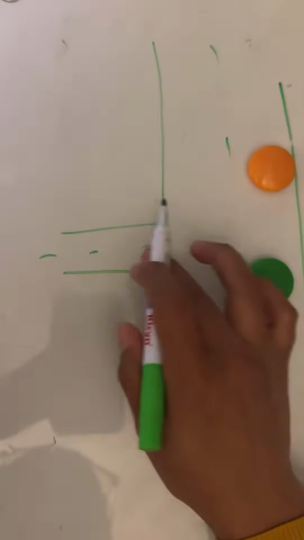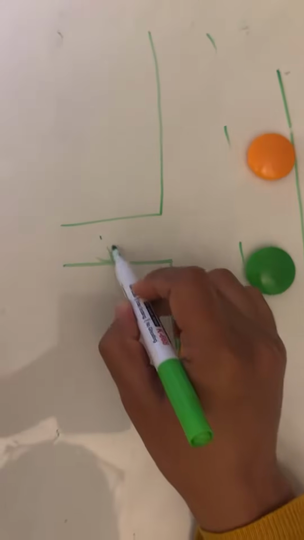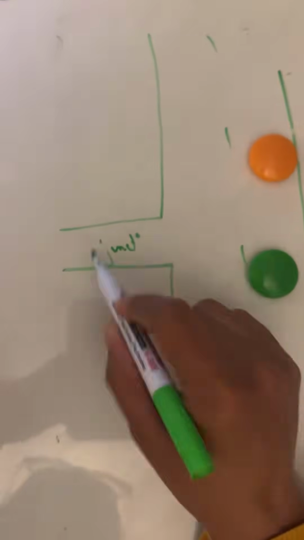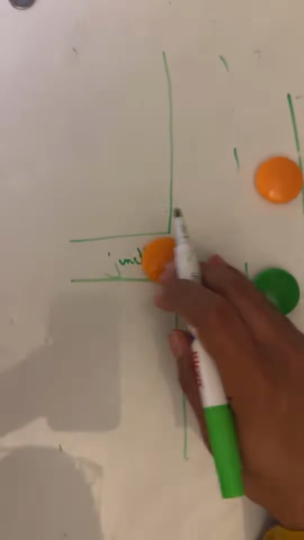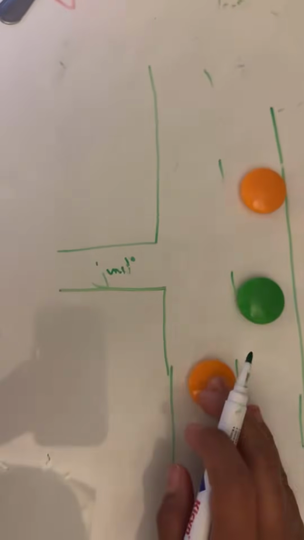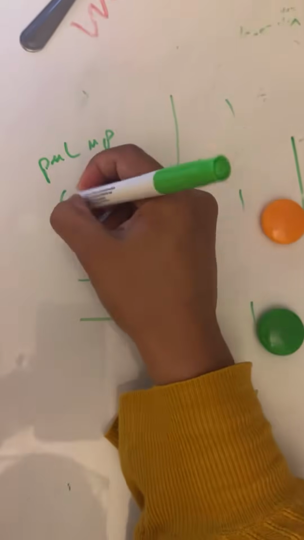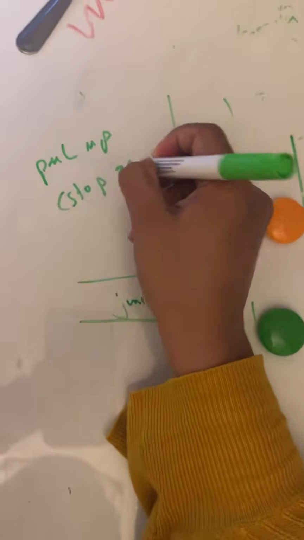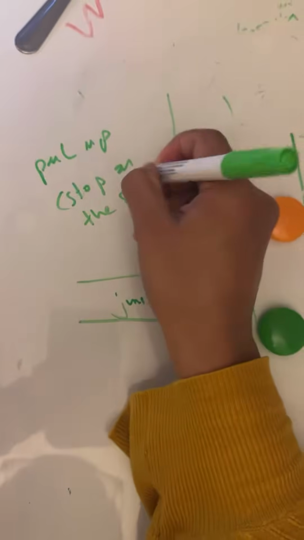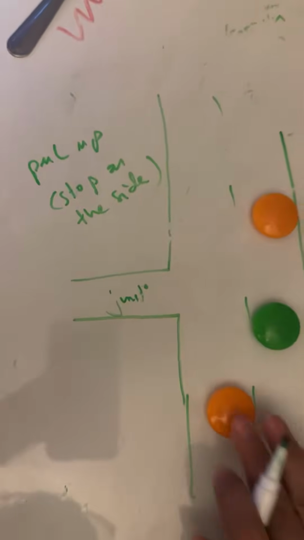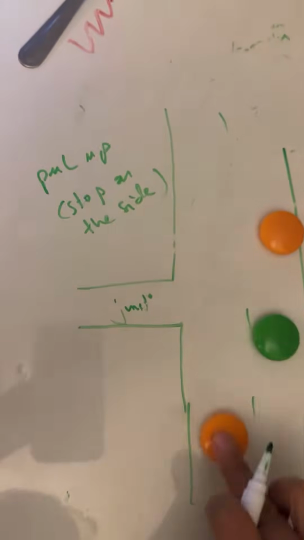You want to pull up after the junction. This is what we call a junction, yeah? This is the junction. You don't want to turn here. You want to pull up. What does pull up mean, guys? The words pull up mean stop on the side. It could be left or right. You could be stopping here or stopping here.